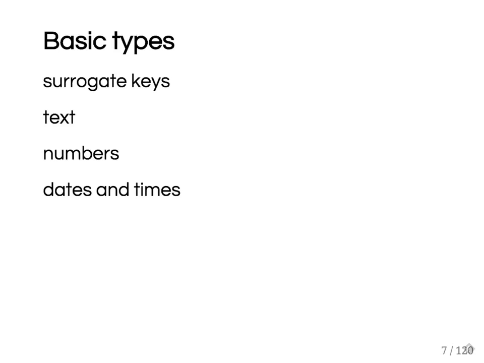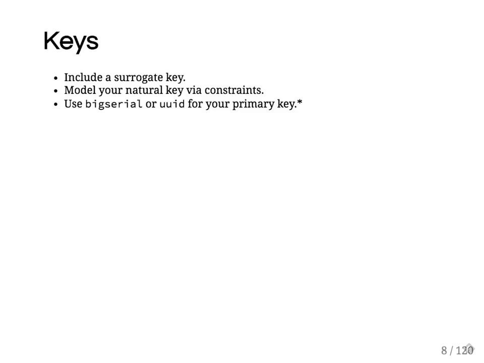Here are your basic types. You've got your surrogate keys, you've got text, you've got numbers and dates and times. The vast majority of all the data you have in any database is these things. For keys, you should always include a surrogate key. Don't use your natural keys as the only key. That said, of course, if you want to have uniqueness constraints on a natural key, that's very sensible.